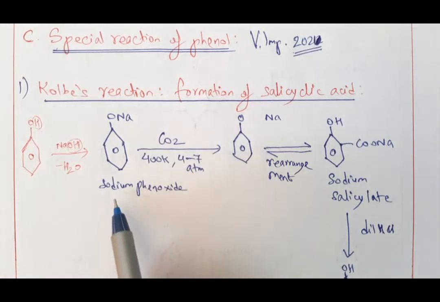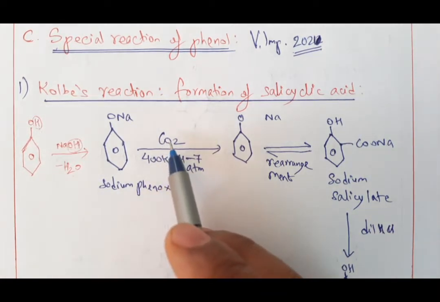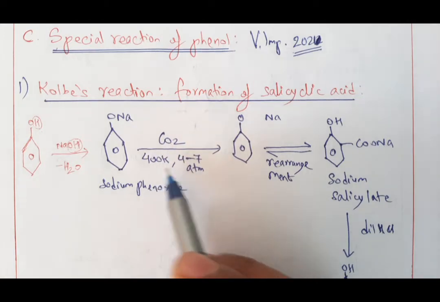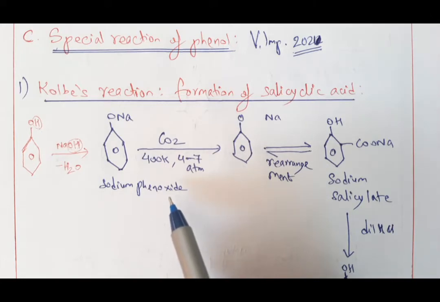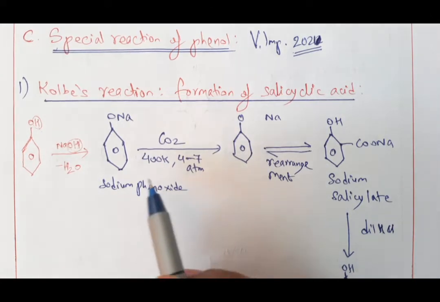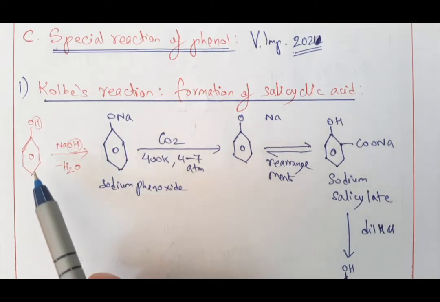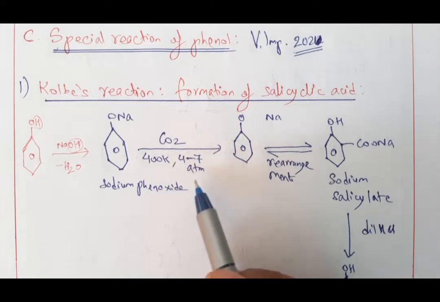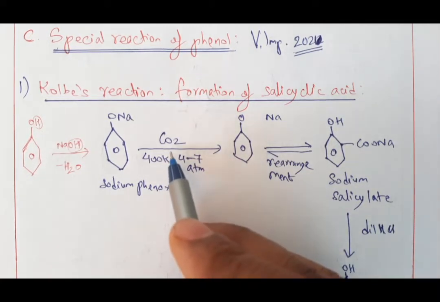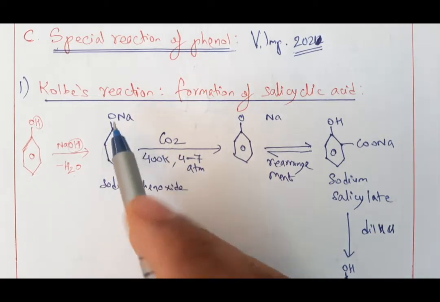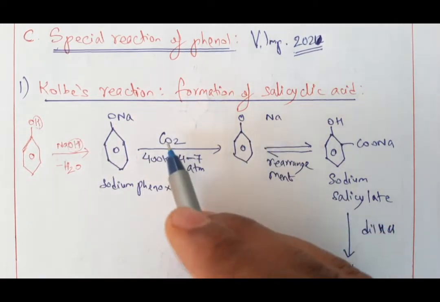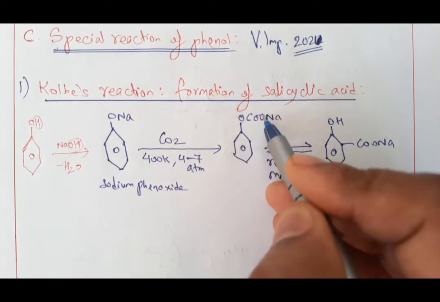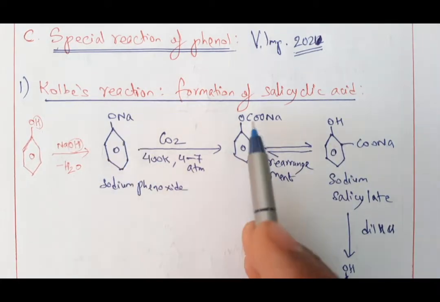Now once you get sodium phenoxide, we react it with carbon dioxide. You have to remember the temperature value is 400 Kelvin. Pressure required is 4 to 7 atmosphere. So this sodium phenoxide reacts with carbon dioxide at 400 Kelvin and 4 to 7 atmosphere pressure. When you do so, carbon dioxide, meaning COO, will go and reside between O and Na.